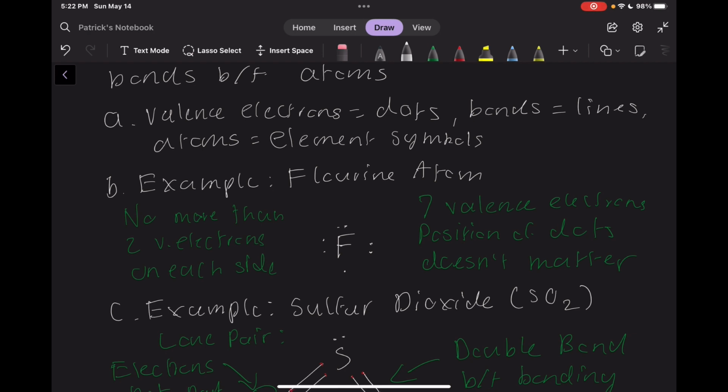This way, if an atom has a total of 8 valence electrons, we can have 2 dots on each of the 4 sides and make it look nice and symmetrical. Make sure to follow that rule.